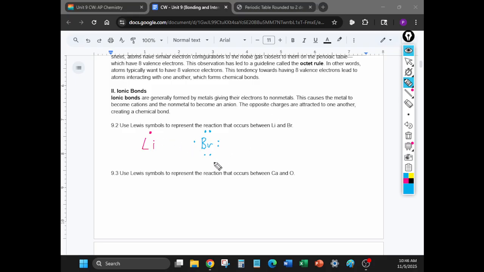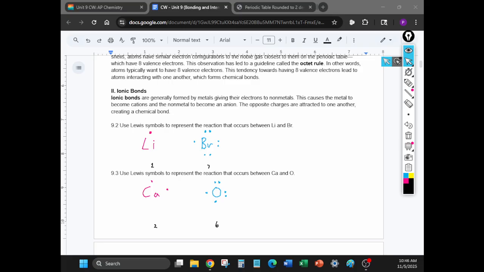Any questions on Li and Br? Okay. Let's do Ca and O real quick. Ca is going to be 2 valence electrons, second box in its row, and then O is going to be 6 valence electrons. Okay, so I'll make a little note. Li is 1, Br is 7, Ca is 2, and O is 6.